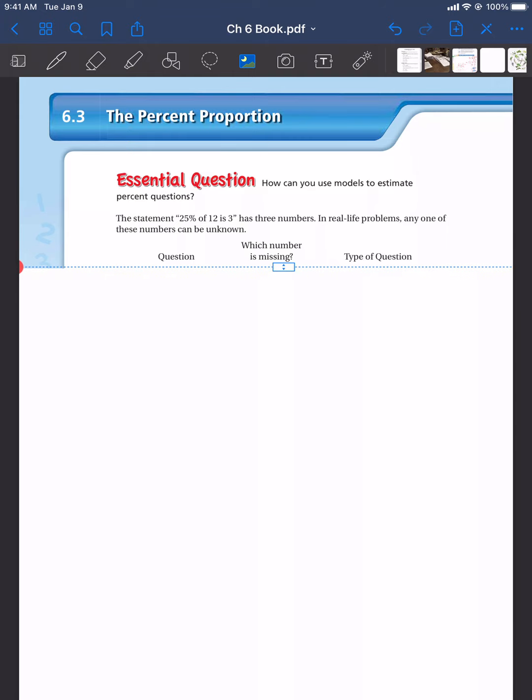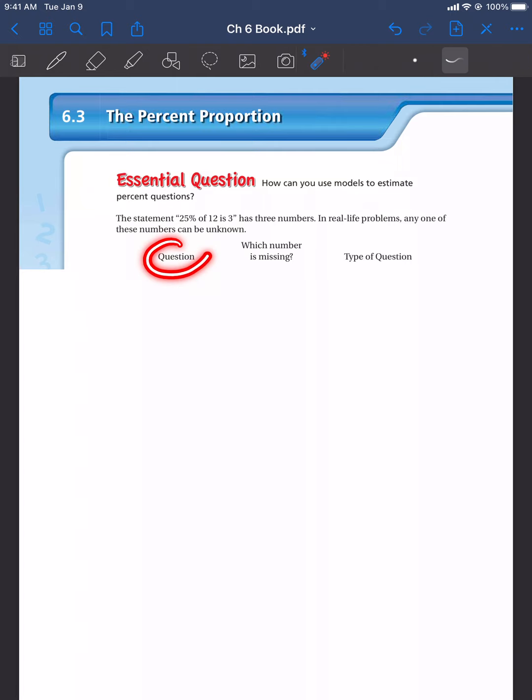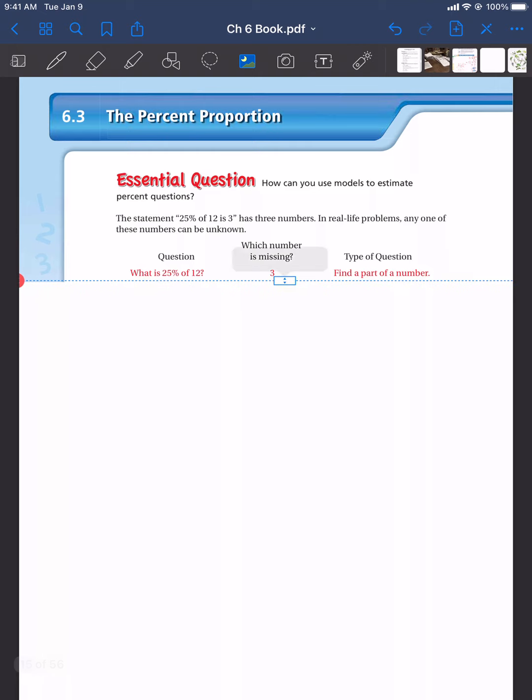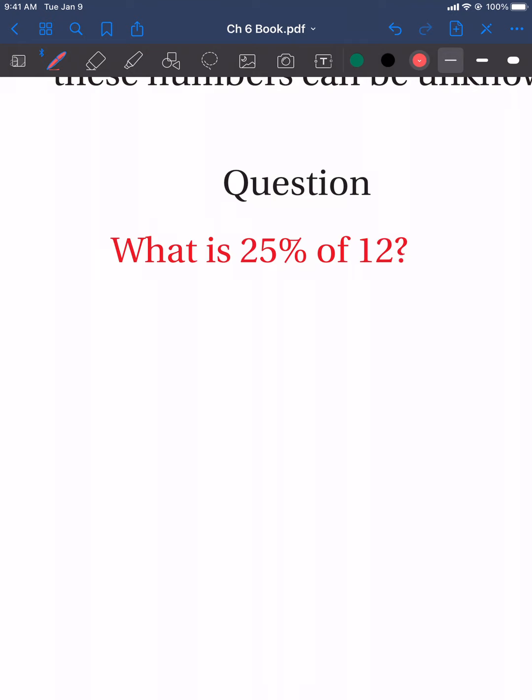These are really fun, and I need you to write every single one of them down, okay? I'm going to have a question, which is right here. You're going to tell me which number is missing, and then we're going to find out what type of question it is, okay? So, for example, first one is, what is 25% of 12?